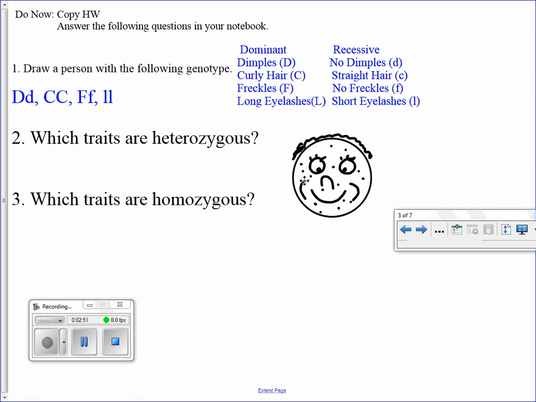We are family. Homozygous are we? Because we're the same. The genes are the same in homozygous. The genes are different in heterozygous.